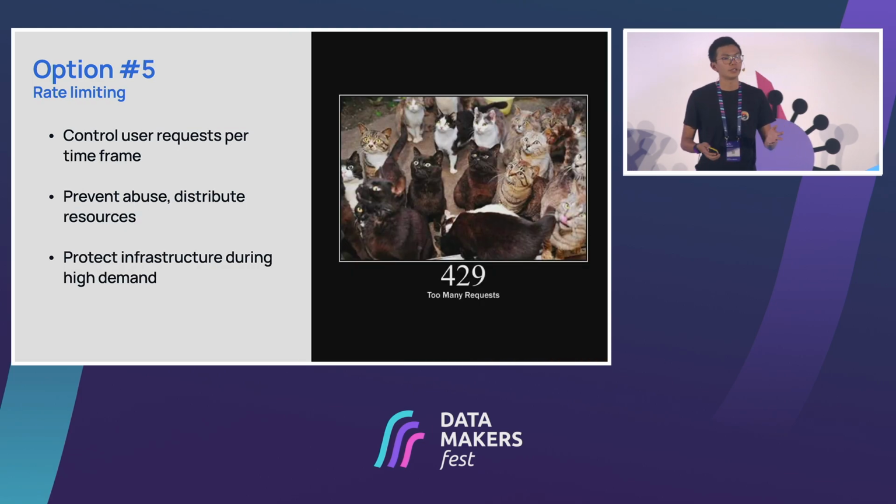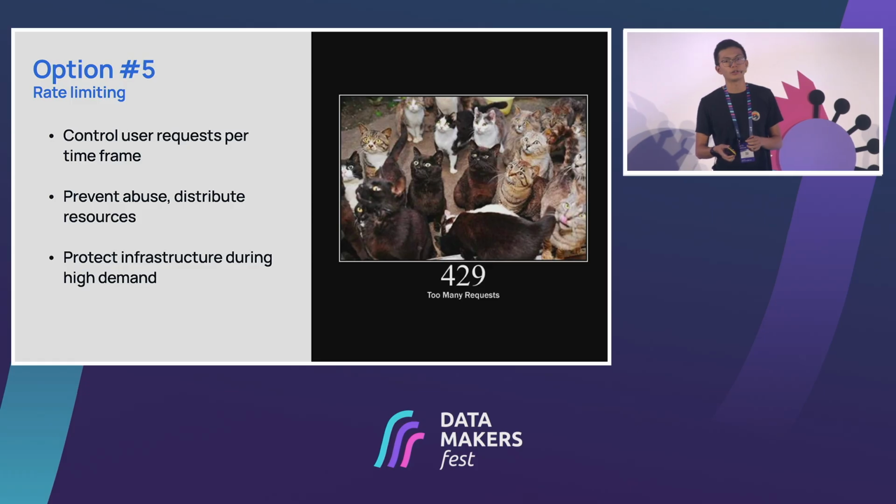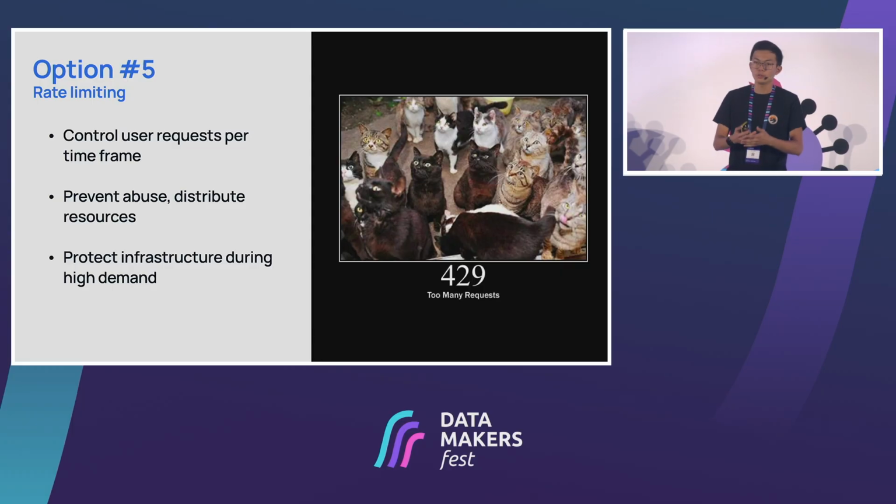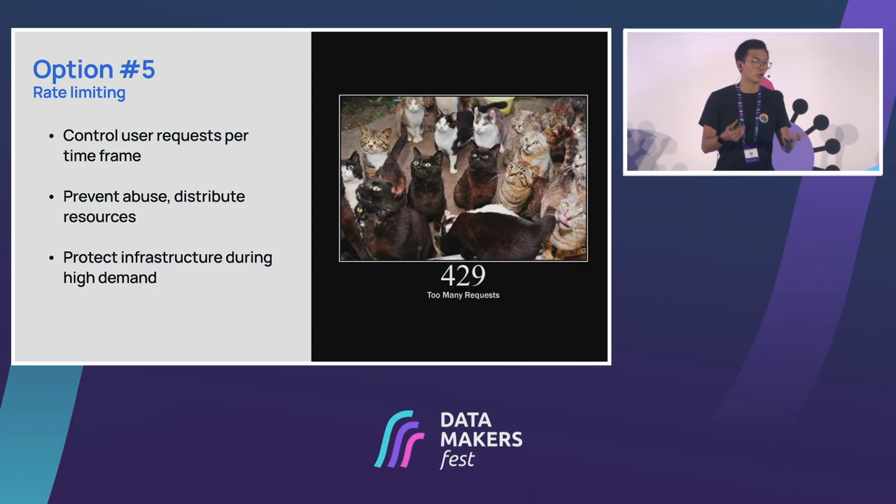A final example here is simply to not give our users unlimited power by introducing a rate limit. That is usually controlling how many requests a user could send within a certain time frame, like per minute or per day. That way, we can prevent some abuse, distribute our resources evenly, and protect our infrastructure from being overwhelmed during peak loads.